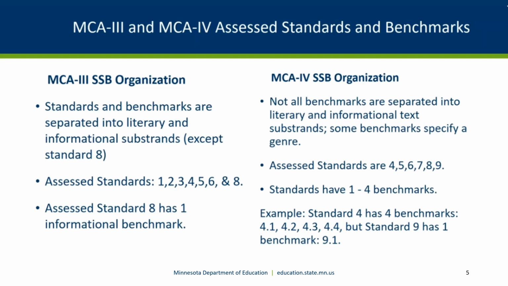The MCA 4 standards are organized differently. Not all benchmarks are separated into literary and informational text, although some benchmarks do specify a genre. The standards that are assessed are 4 through 9. Some of the standards have only one benchmark, some have up to 4 benchmarks. So for example, Standard 4 has 4 benchmarks, Standard 9 only has 1.